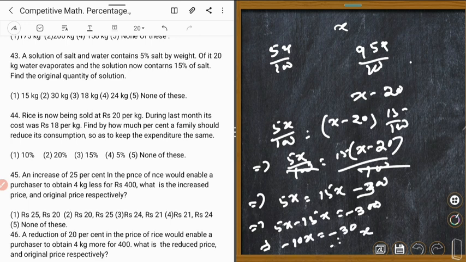Therefore, x is equal to minus 300 upon minus 10, which is equal to 30. So the solution is 30 kg. The right answer is 30 kg, number 2. Okay.